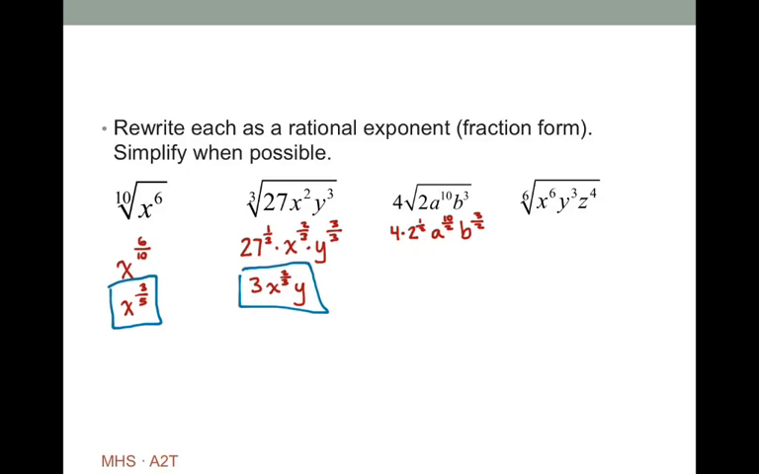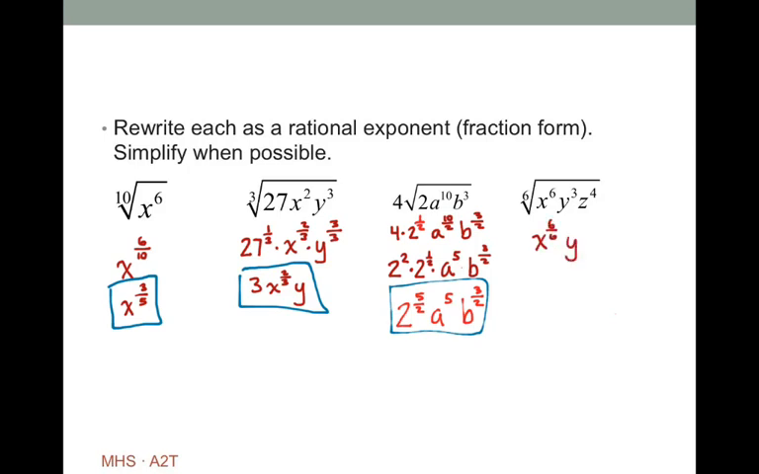So 4 times 2 to the 1/2. Remember, that's going to be the same as 2 squared times 2 to the 1/2. When you have two terms that you're multiplying, they have the same base. Remember, that means you add exponents. So 2 squared times 2 to the 1/2 is 2 to the 4/2 times 2 to the 1/2, which is 2 to the 5/2 times a to the 5th, b to the 3/2. So that would be completely simplified.